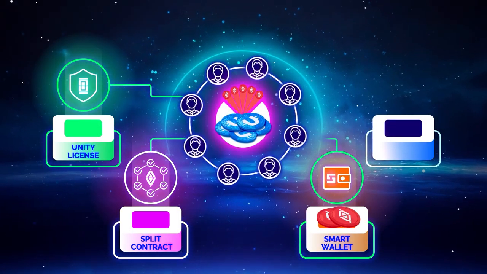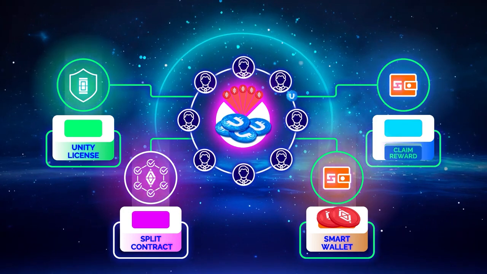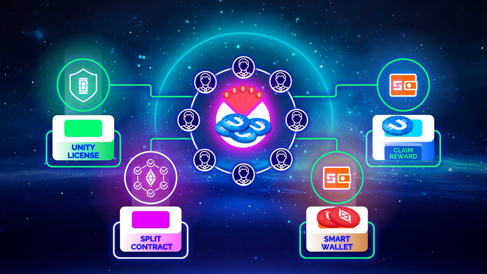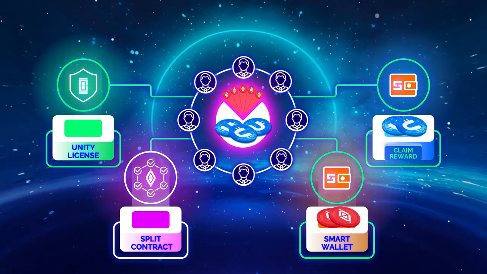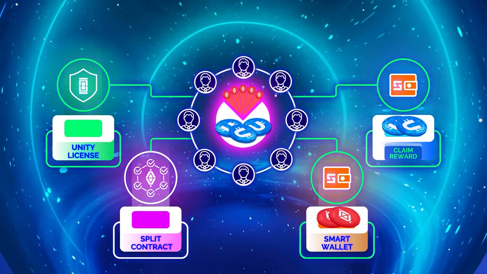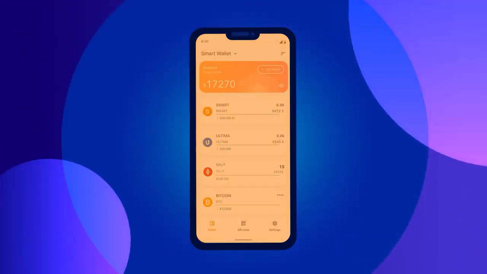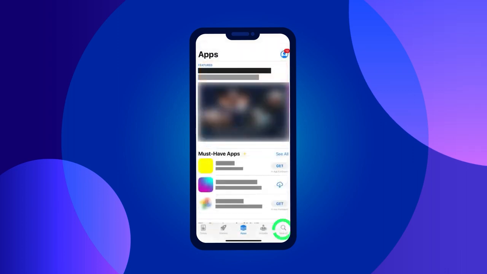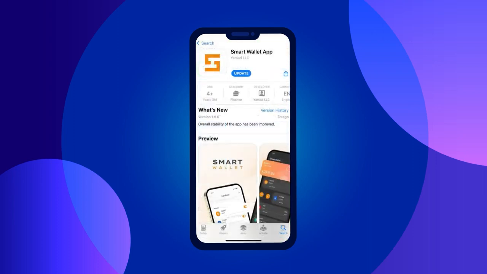Step 7. Receiving rewards in Ultima. Now comes the most enjoyable part, receiving lifelong rewards for splits. You can request the first reward 24 hours after the split tokens are credited to your smart wallet balance. The first thing you need to do to work with Split is to ensure that you have the latest version of the Smart Wallet app, and if not, update the app. To do this, go to the App Store, enter Smart Wallet in the search bar, and click on the Update button.